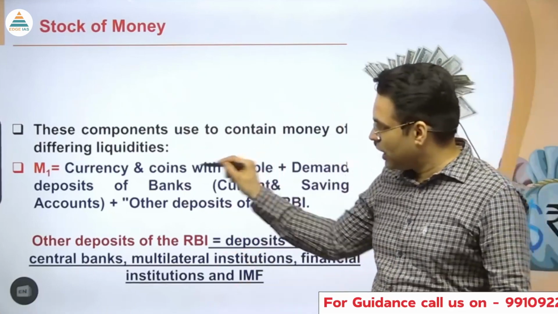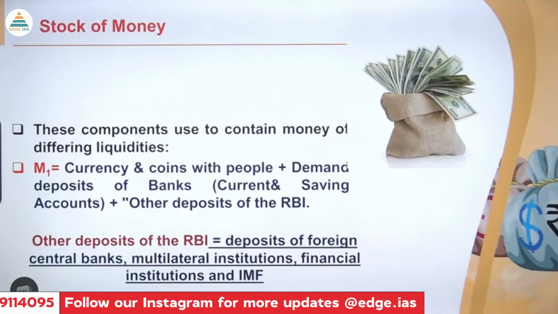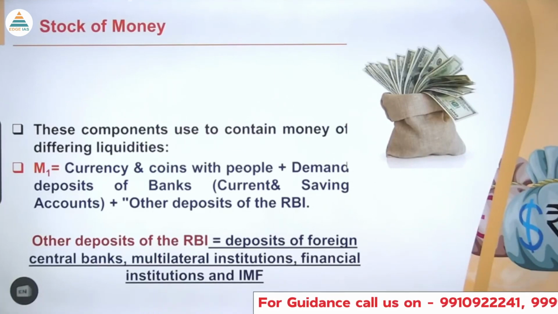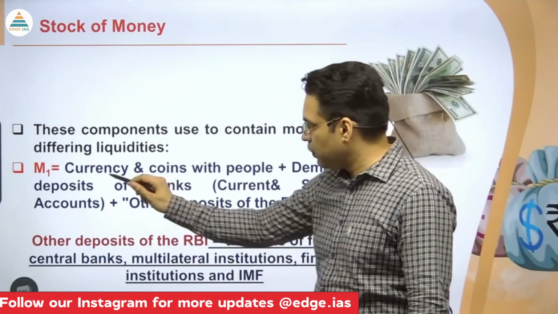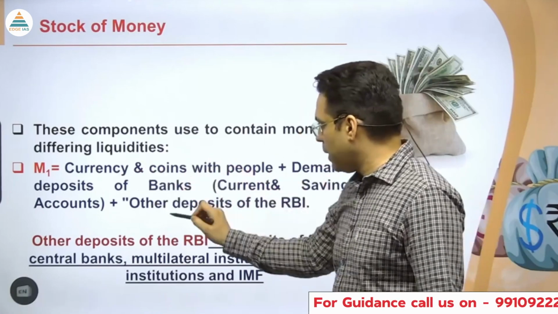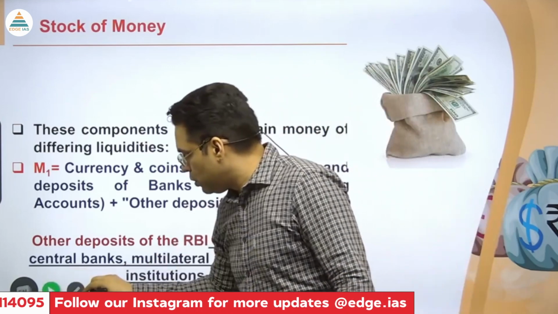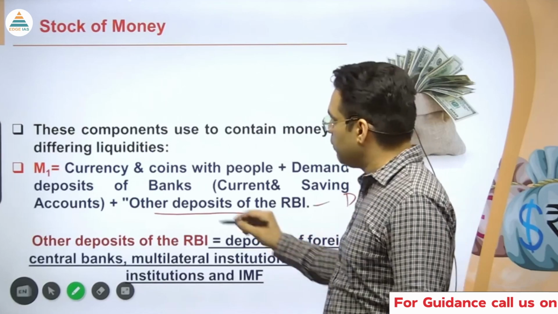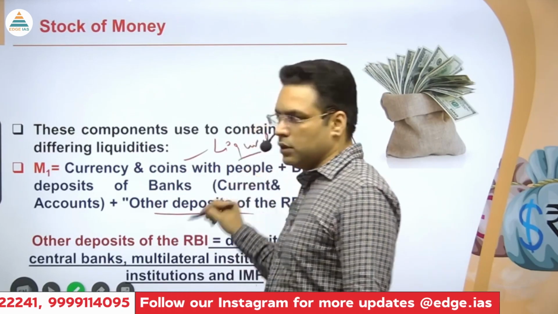You getting it? So that is the concept of M1. Is this clear to everybody? Right? Chalo, good. So that is the concept of stock of money. M1 equals currency and coin, that means currency with people, demand deposit of banks, and other deposit with RBI. Now this other deposit is also similar to demand deposit, which means M1 is liquid in nature. Liquid means you can use it immediately.